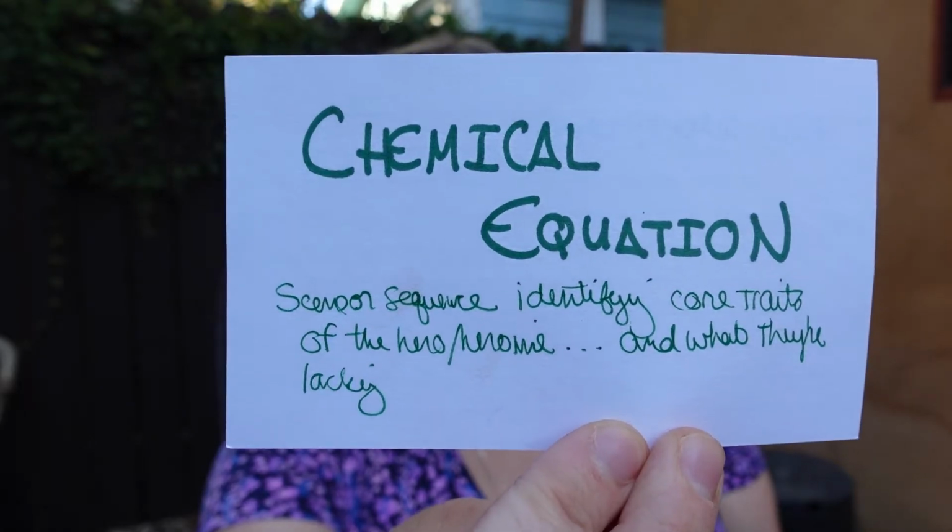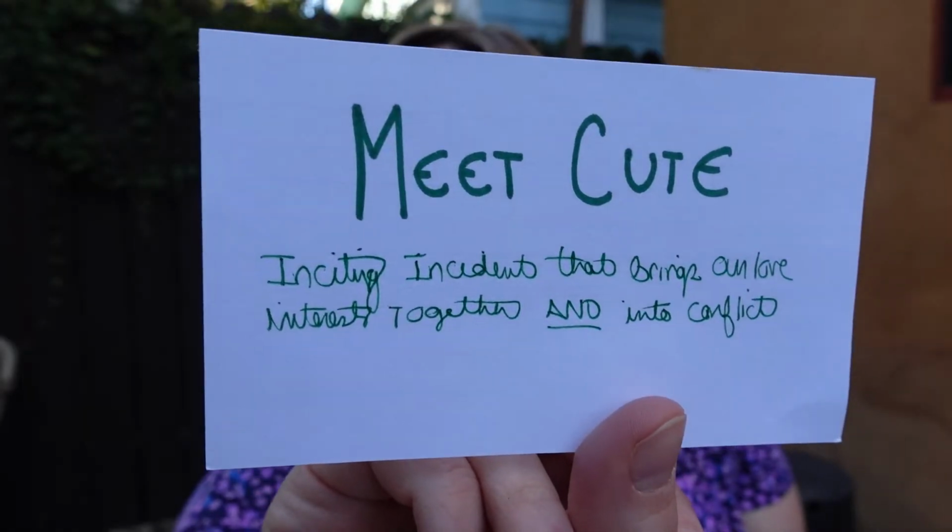So he lays out in his book 7 romantic comedy beats that are in some way in every romantic comedy. First, the chemical equation, a scene or sequence identifying core traits of the hero, heroine, and what they're lacking. Next, the meet cute. He calls it a cute meet, but because I watched The Holiday and first heard about it as a meet cute, I'm calling it a meet cute. Inciting incident that brings our love interests together and into conflict.